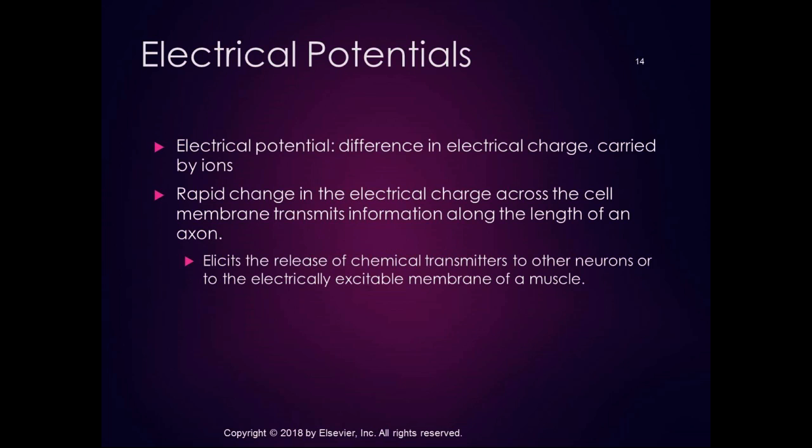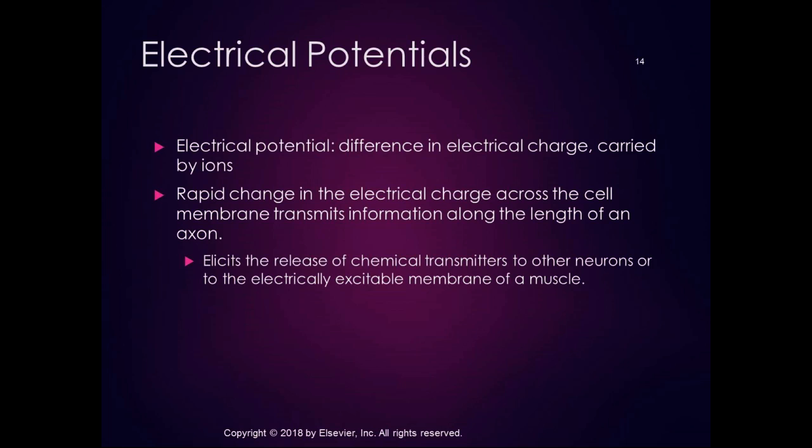So electrical potential is a difference in electrical charge, in that electrical charge is carried by ions, so sodium and potassium. So in pathology, when we were talking about the consequences of fluid imbalance and electrolyte imbalance, that is going to affect our nerve conduction. So that's a big deal, right? It's really going to affect our electrical gradients, right?